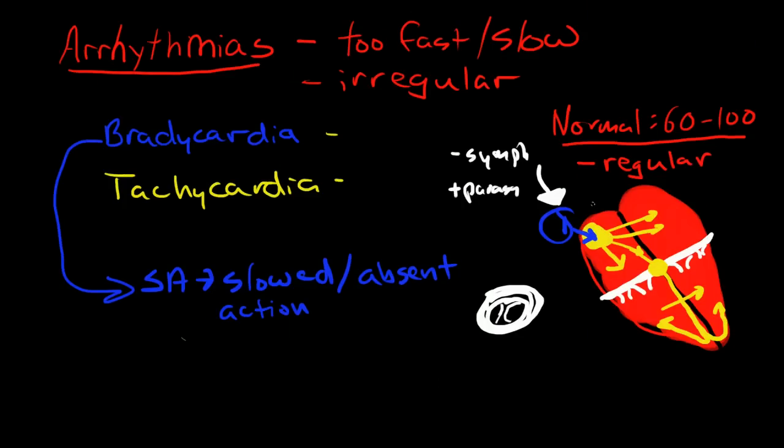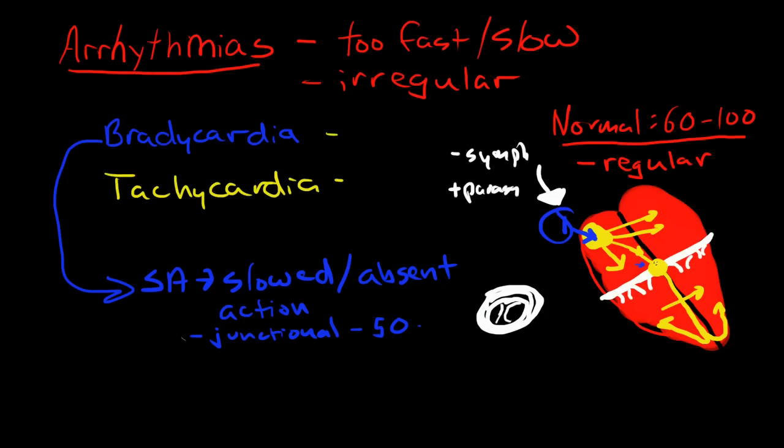Other possibilities are the SA node may be damaged, so that may slow it, or it may no longer be the pacemaker of the heart. What happens if it's not the pacemaker? Then some other pacemaker may need to take over. The AV node could take over, and then we will have what's called a junctional rhythm, which is all well and good, but the AV node as a pacemaker is much slower. It makes a heart rate of about 50 beats per minute.